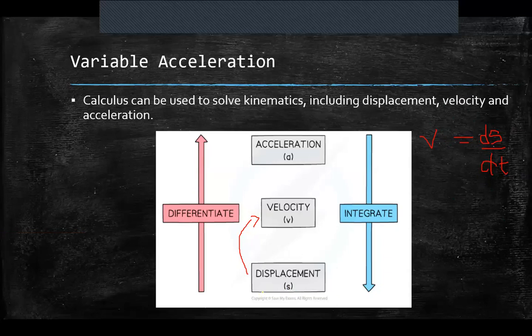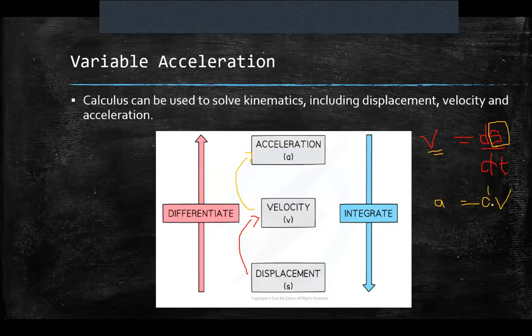Okay. And then if they gave me velocity, so before they gave me this, right? And they asked me to find v. But what if they gave me v, my velocity, and asked me to find acceleration? So I'm going from here to here. According to this diagram, I need to differentiate. So I'm given v, and I want a.